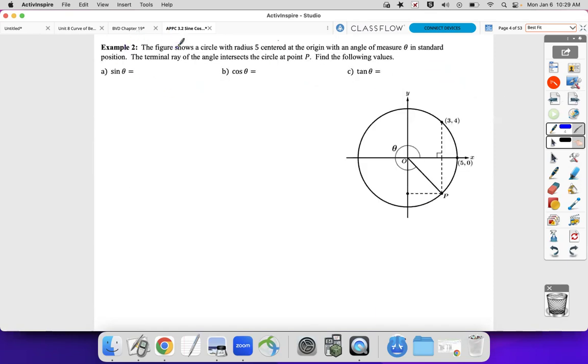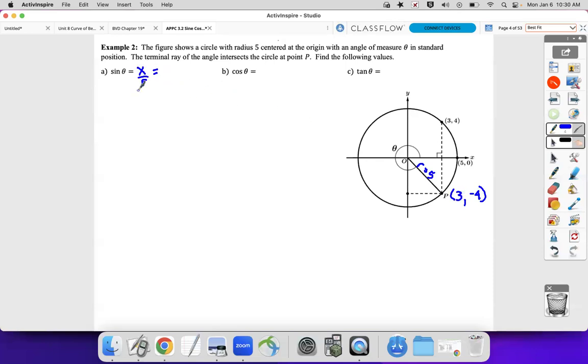And this one says the figure shows a circle with radius 5, because you can see this point has 5, centered at the origin with an angle measure of theta in standard position. The terminal ray intersects the circle at point P. Find the following values. We know that P has a displacement of 3 on the x. But because this is 4 up and we're going 4 down, we have to say that's a negative 4. So we've got 3, negative 4.